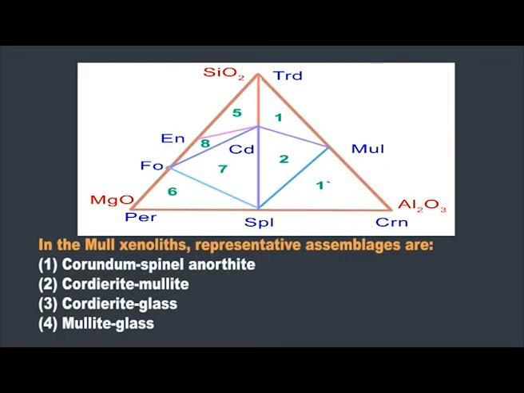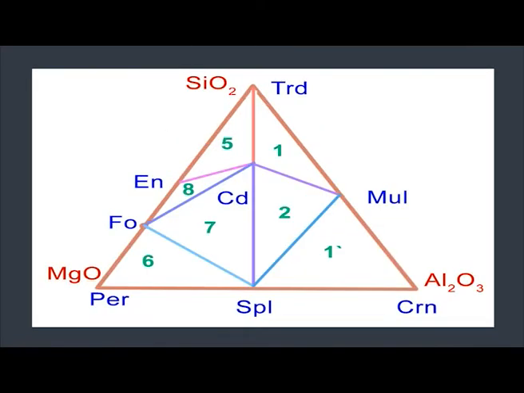In Mull xenoliths, representative assemblages are: first, corundum, spinel, anorthite; second, cordierite, mullite; third, cordierite, glass; and fourth, mullite, glass. In quartzo-feldspathic xenoliths in the Mull suites, tridymite has crystallized around nuclei of unfused quartz enclosed in glass.